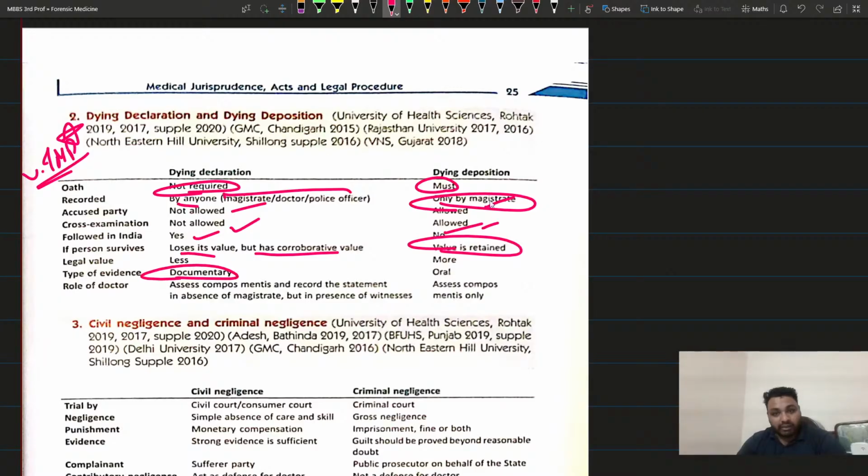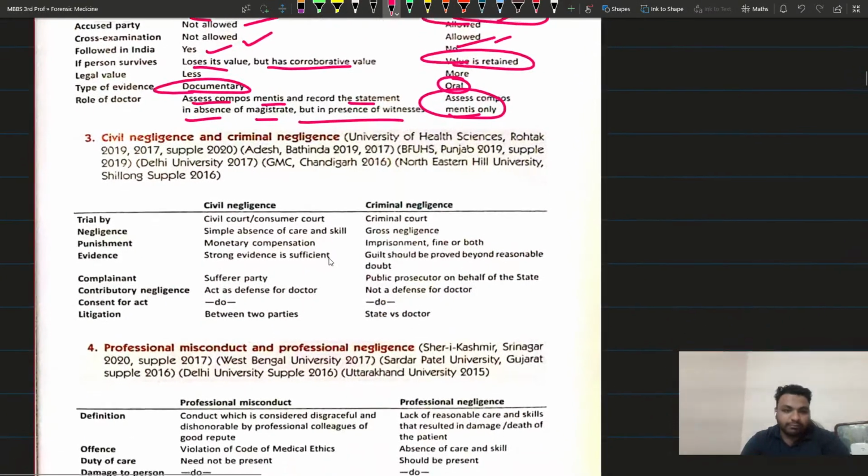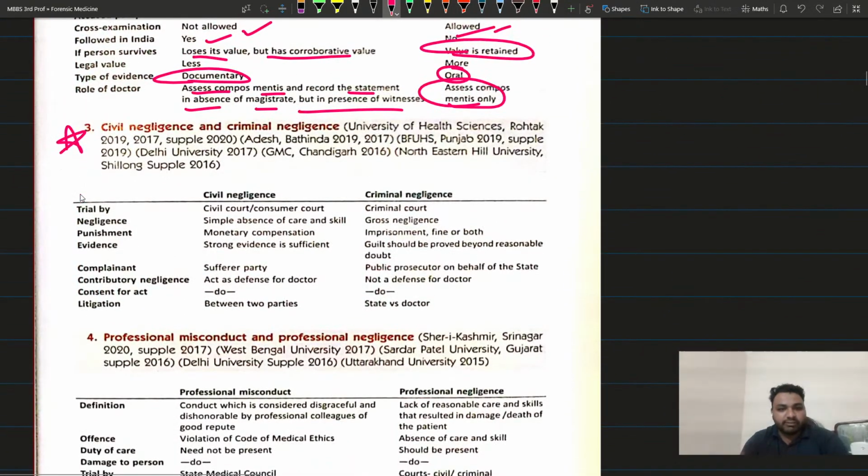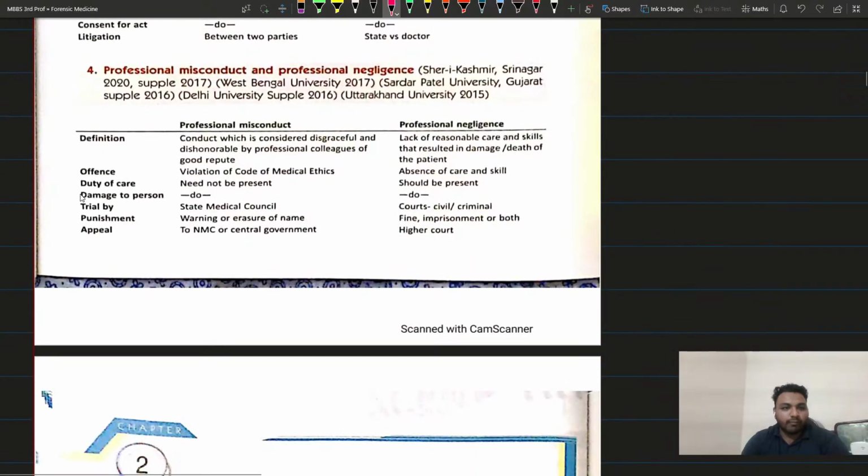Type of evidence: documentary. Dying deposition is poor. Role of the doctor: assess compos mentis and record the statement in the absence of a magistrate but in the presence of a witness. Assess compos mentis, like if the person is in his full state of mind to give this or not. This I've already informed you. You can just go through it once. Just take a screenshot and go through it.